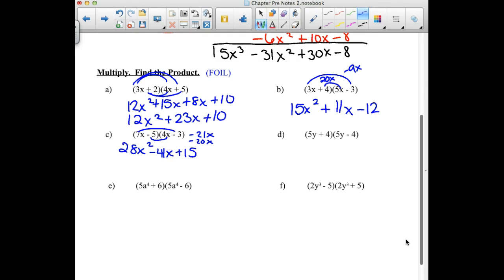All right, our last three examples, you will notice that our terms are almost identical except for that sign in the middle. In one, we have a positive, and one we have a negative. And when we FOIL those, we end up with our middle term dropping out.